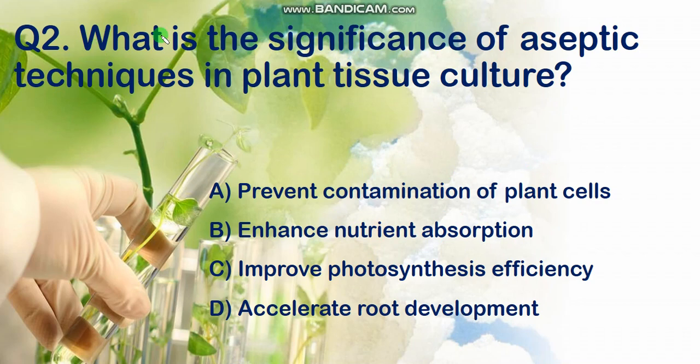Coming to the question number 2. What is the significance of aseptic technique in plant tissue culture? Option A. Prevent contamination of plant cell. Option B. Enhance nutrient absorption. Option C. Improve photosynthesis efficiency. Option D. Accelerate root development. In this aseptic technique means prevention of the contamination of any viral pathogen, diseases, fungal, bacteria and everything. Prevents the contamination of the plant cells.